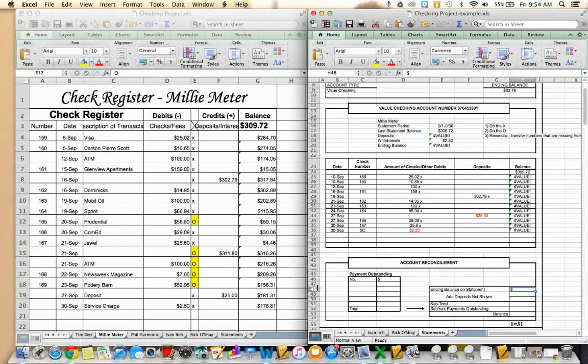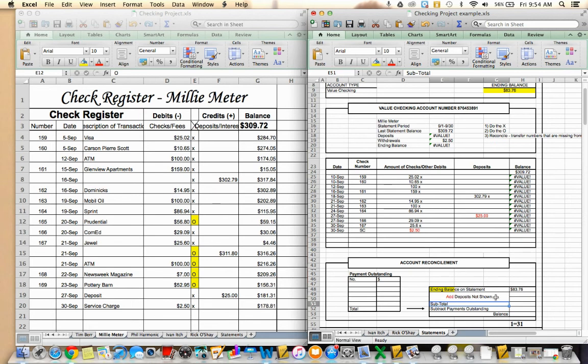So we're going to put the ending balance on the statement down here. This says ending balance on the statement. And up here you can see the ending balance on the statement is 83.76. So I'm going to put that in our worksheet, 83.76. Now it says add deposits not shown. That word add tells us what kind of math to do.